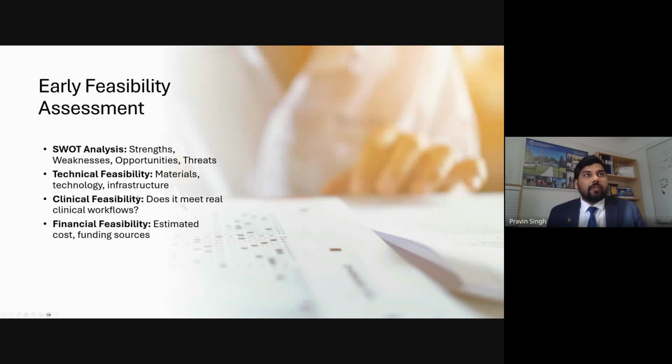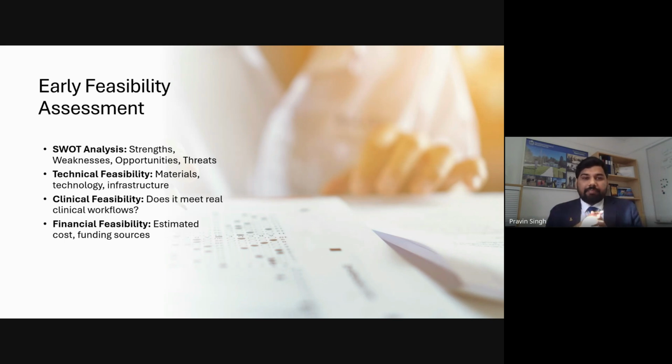So next we go for early feasibility assessment. Not every idea is feasible. So before investing resources, we conduct a feasibility assessment. So what are these? Basically technical feasibility: can it be developed with existing technology? Then we go for the clinical feasibility. So we ask, does it fit into real world healthcare workflow? Then we go for the financial feasibility. So what are the cost and funding requirements?